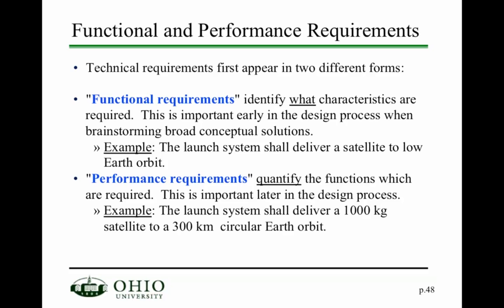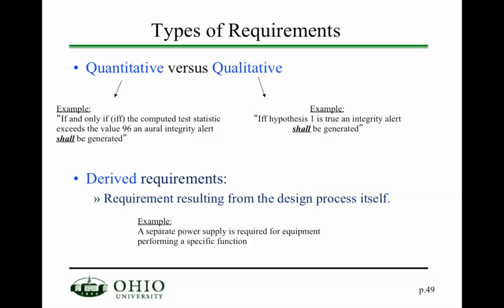Whereas the second set is the performance requirements, they quantify these functions. So you may first describe: the launch system shall deliver a satellite to low Earth orbit. The performance requirements will be a little bit more specific about this particular function. So functional versus performance. Functional just describes what it does. Performance, you also quantify the details of that function. We'll get back to this a little bit later.